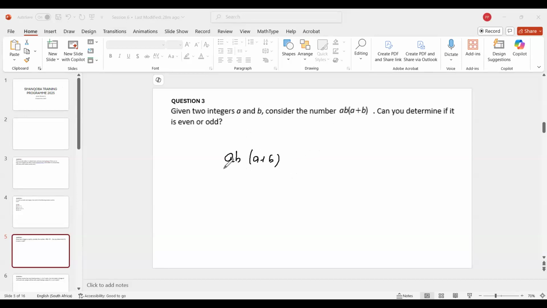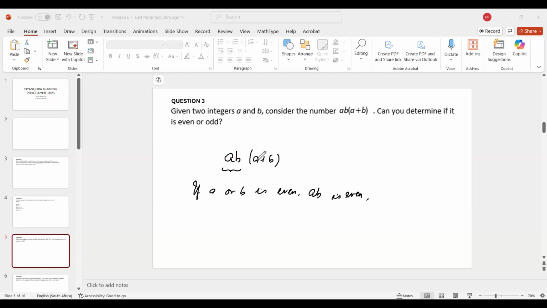Well, let's just look at this. If a or b is even, then ab is even. It doesn't matter if the other is odd. As long as one of them is even, ab is even.